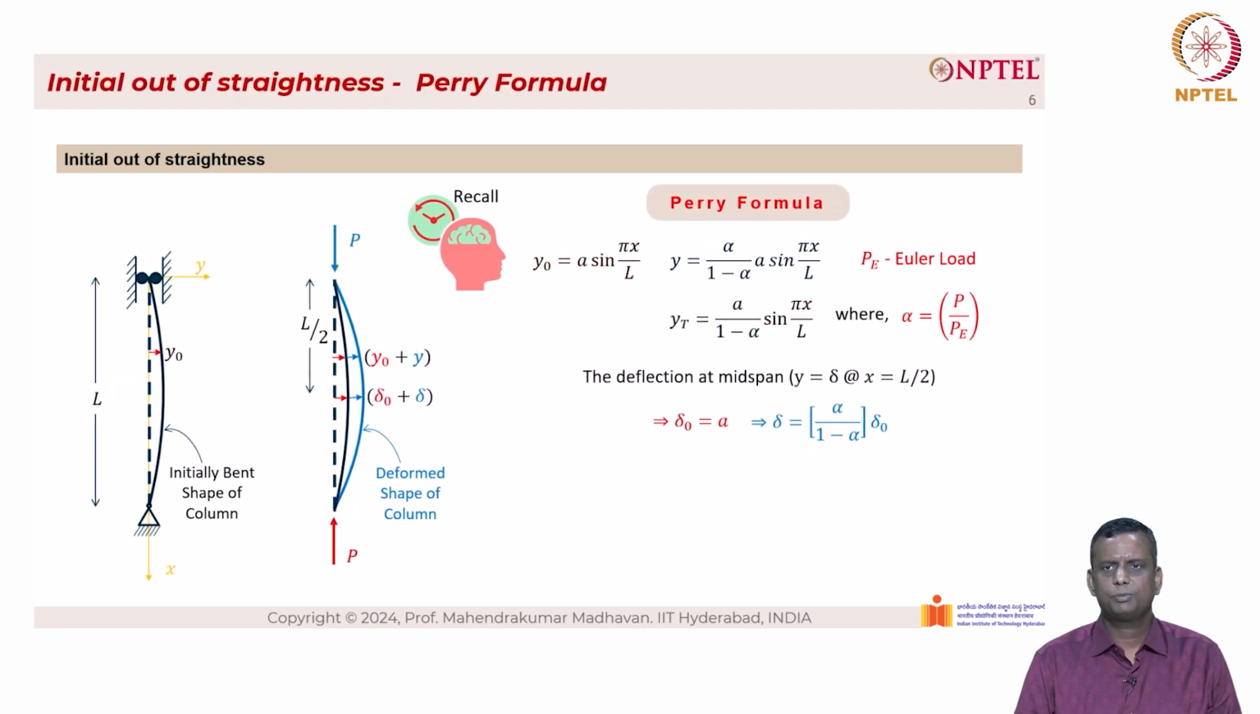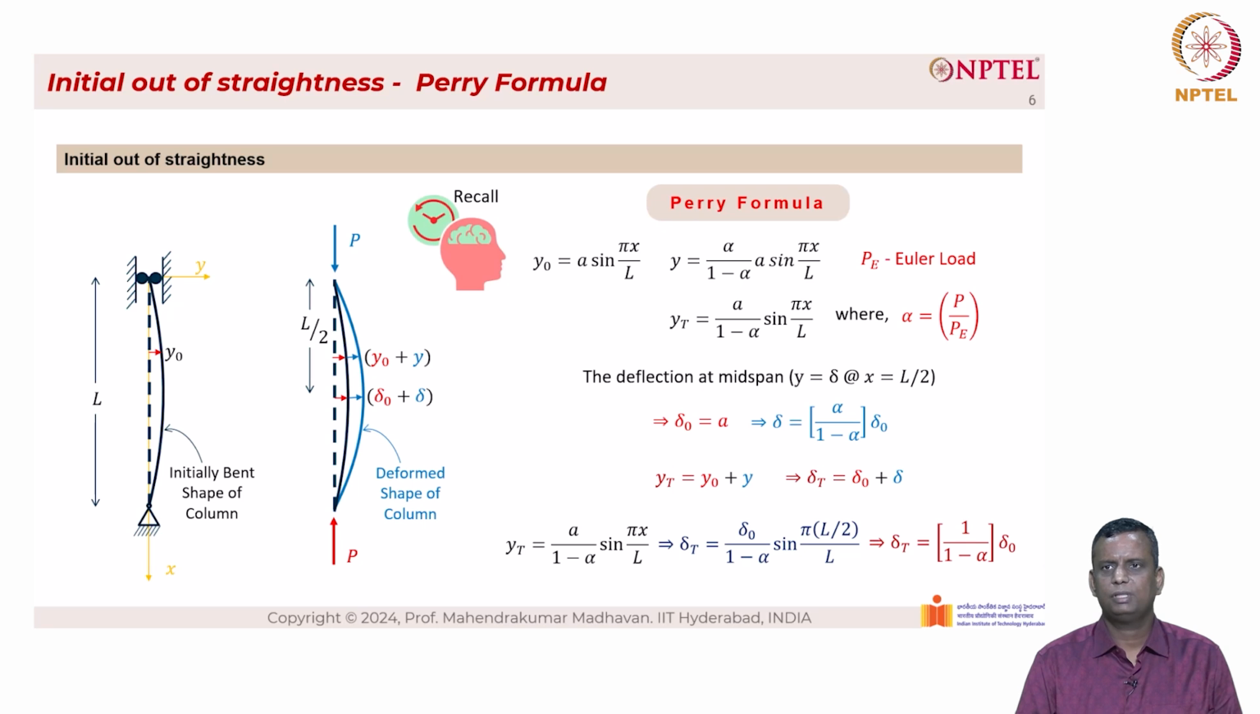So, the deflection at midspan gives delta naught equal to a, which is the initial imperfection, and delta equal to alpha by 1 minus alpha into delta naught. The total displacement is y0 plus y, which is delta t equal to delta naught plus delta. So, we have yt equal to a into 1 minus alpha into sine pi x by L. So, delta t is equal to delta naught divided by 1 minus alpha into sine pi L by 2 by L, which gives the value delta t equal to 1 by 1 minus alpha into delta naught.